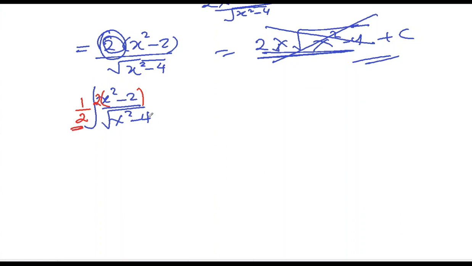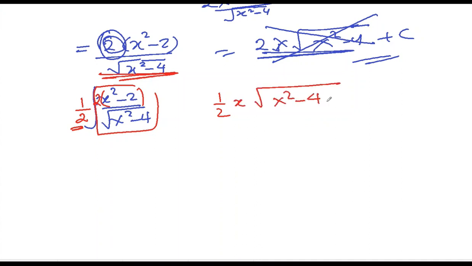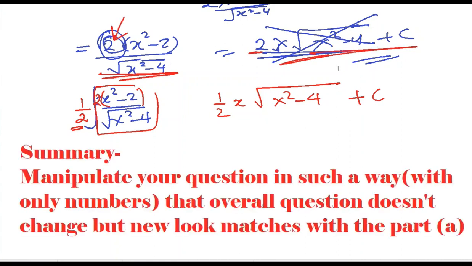So this half remains half, and we know that the integration of this, which was the answer in the first part, is x square minus 4 plus c. So do not make this mistake of transferring the number here to the answer.